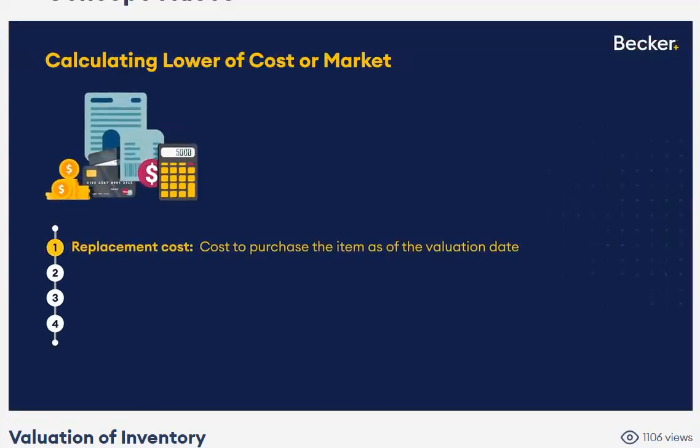Go to step number one. Replacement cost is your cost to purchase the item as of the valuation date. Step number two, then calculate your floor, which is your net realizable value minus your normal profit. What kind of profit do you normally make on this item? Now, you may have to back into that. You'll see variations on that.